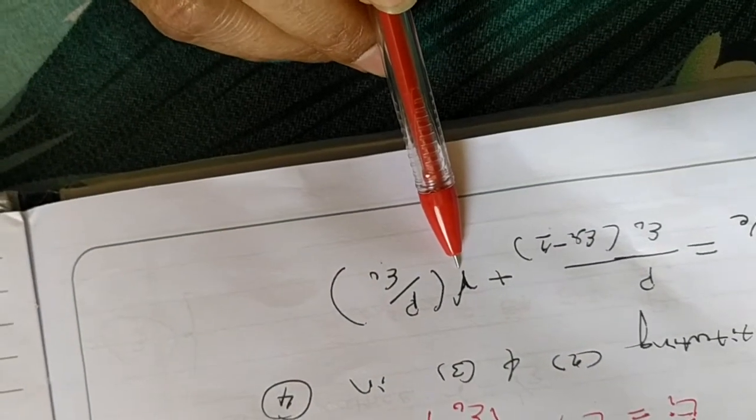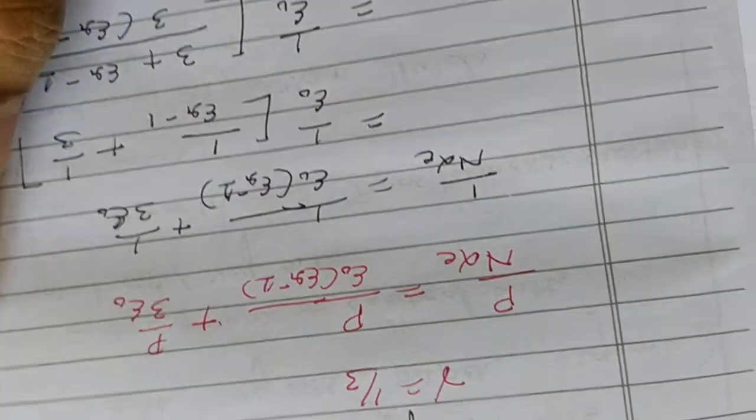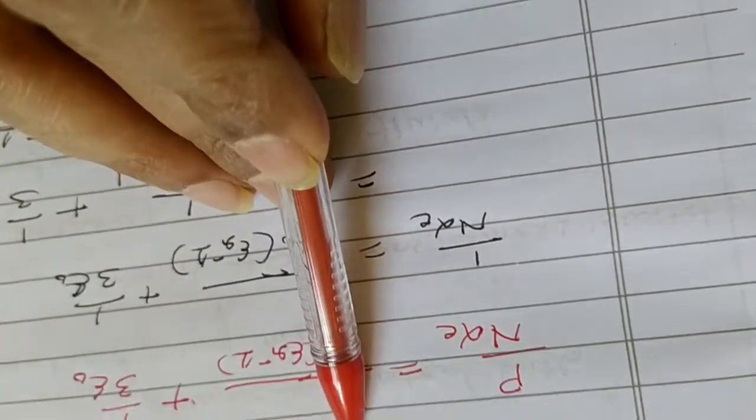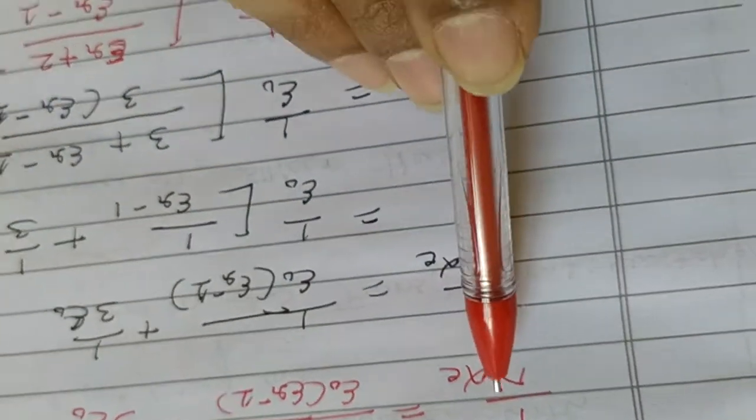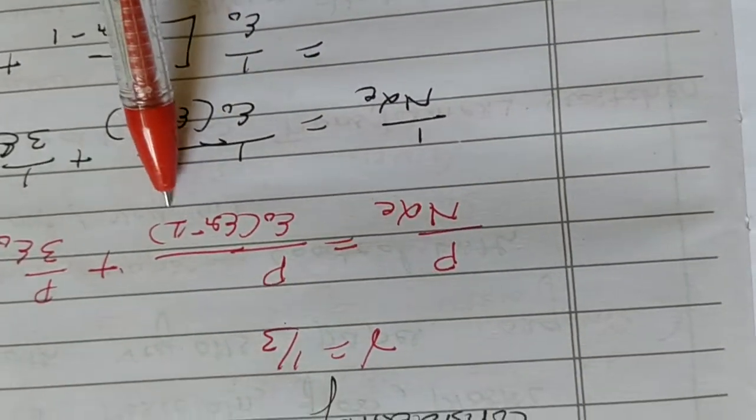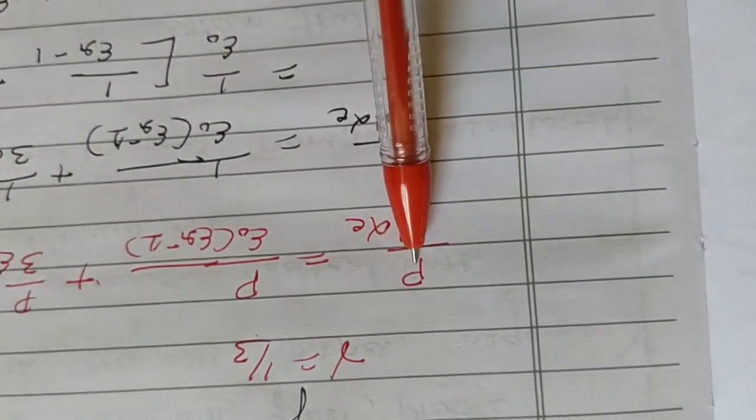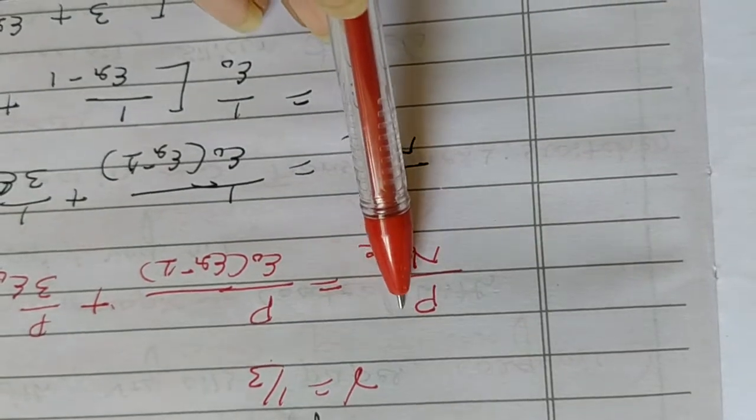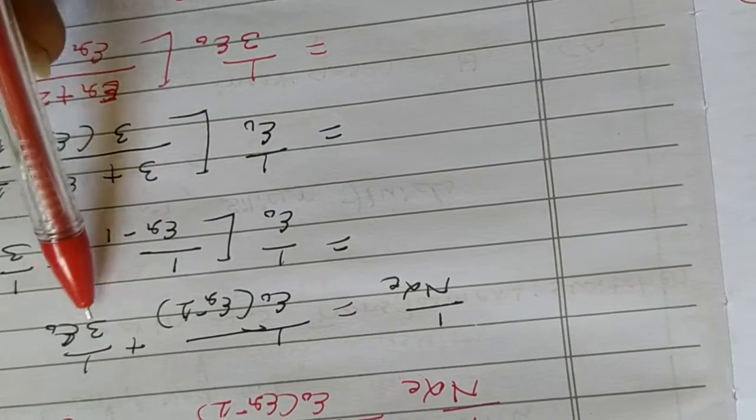Now this gamma is nothing but 1 by 3 in the case of a cubic lattice. In that case the internal field is called the Lorentz field. Considering the internal field to be the Lorentz field, that means gamma is equal to 1 by 3, so the crystal is a cubic crystal or cubic lattice. In that case, P upon N alpha E is equal to P upon epsilon naught into epsilon r minus 1 plus P upon 3 epsilon naught. In all the terms P is there, so you can cancel it. So we get 1 upon N alpha is equal to 1 upon epsilon naught into epsilon r minus 1 plus 1 upon 3 epsilon naught.